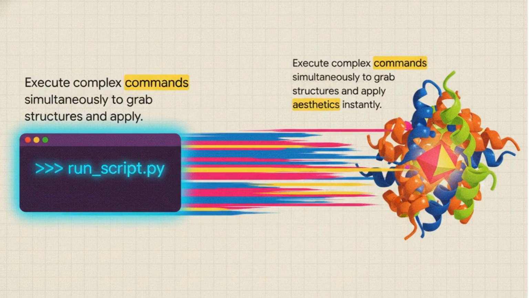Seriously, watch how incredibly fast this is in practice. A single line of code can fetch a brand new structure, instantly apply fancy tubular helix aesthetics, and uniquely color a ligand in milliseconds. It turns dozens of tedious manual clicks into one flawless keystroke.